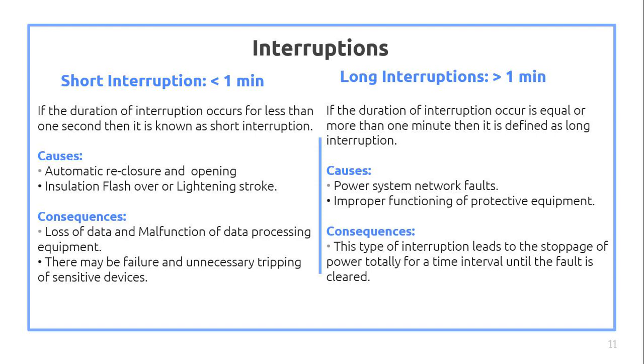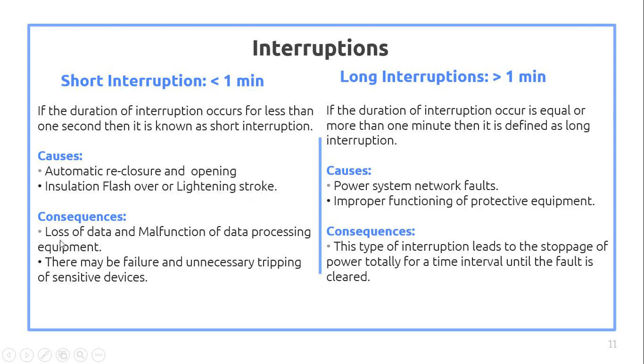If the duration of interruption is equal to or more than 1 minute, then it is known as long interruption. So the time is below 1 and above 1. The causes of short interruptions are automatic recloser and opening of the relays, insulation flashover or lightning strokes.